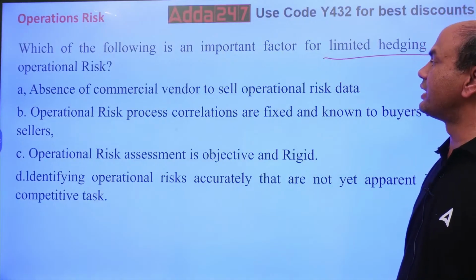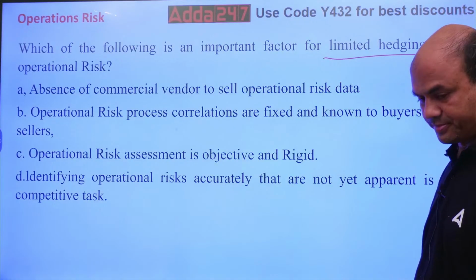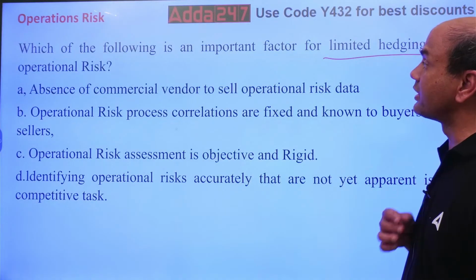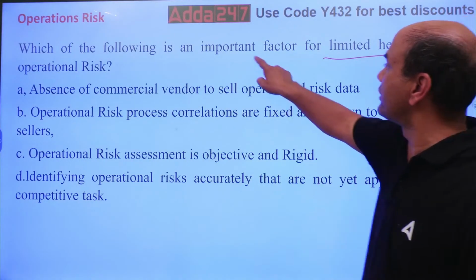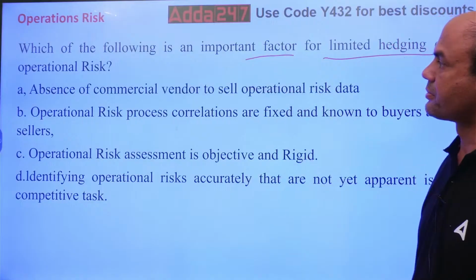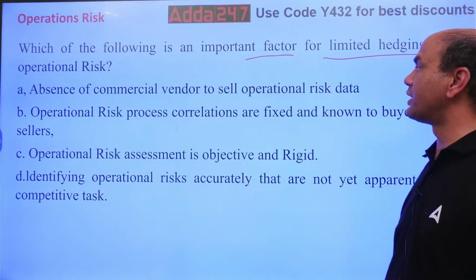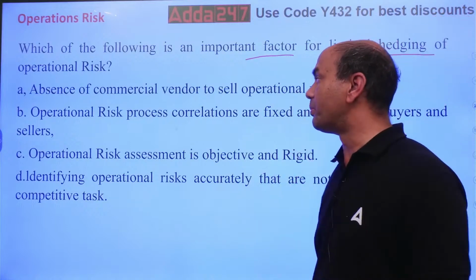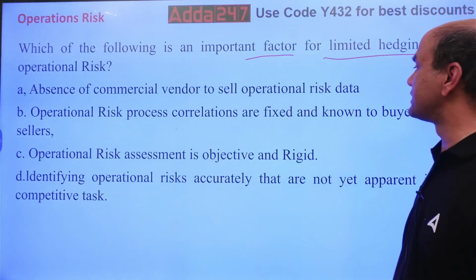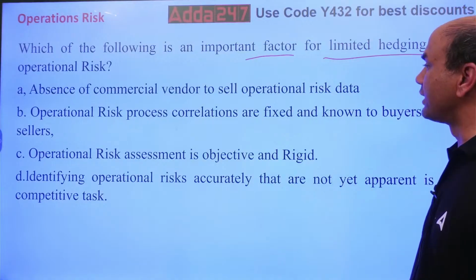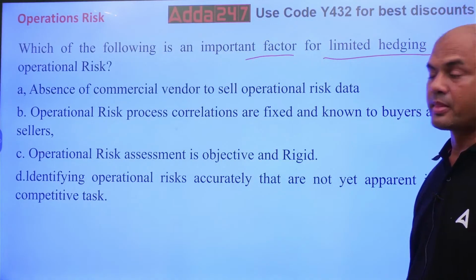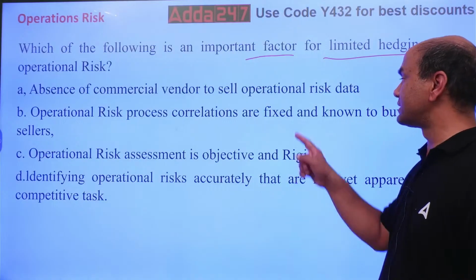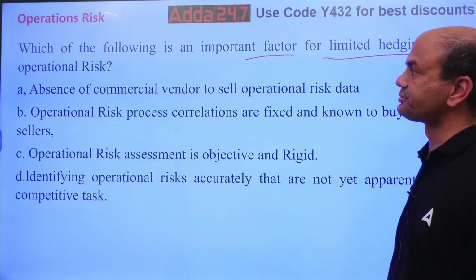Absence of commercial vendor to sell operational risk data. Absence of commercial vendor, which is an important factor. Means what are the factors? Okay. Absence of commercial vendor to sell operational risk data can be one. Operational risk process correlations are fixed and known to buyers and sellers. So processes are fixed and known to buyers and sellers.